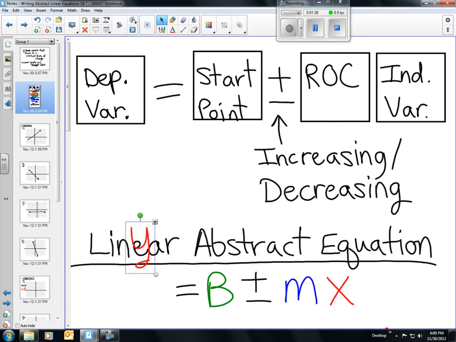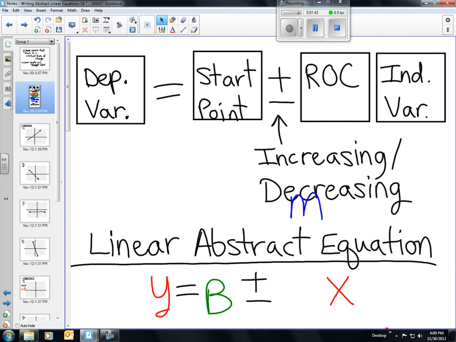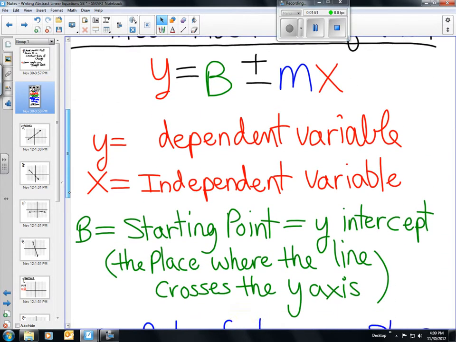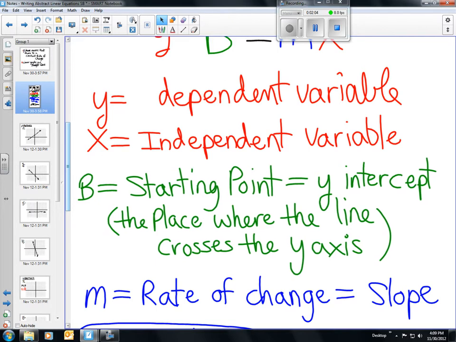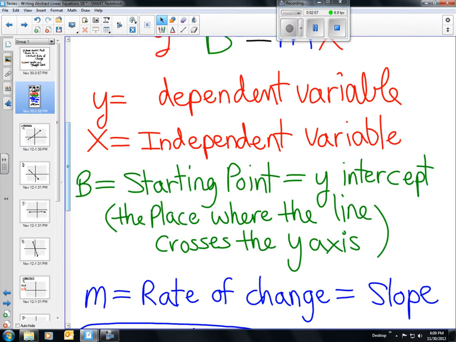So here we can say that y is the dependent variable, b is the starting point, m is what we're going to call the rate of change, and x is our independent variable. Okay? So let's take a closer look. Y is the dependent variable, x is the independent variable. B is the starting point, but when we're talking about abstract graphs, we can say that's also the y-intercept. The y-intercept, in other words, is the place where the line crosses the y-axis. So that's going to be our starting point for abstract linear equations.